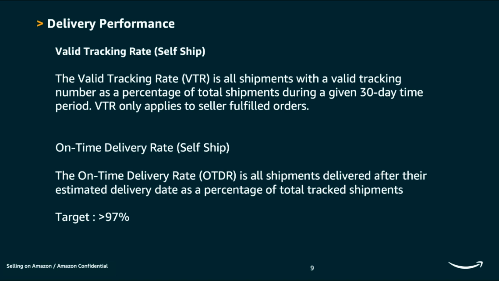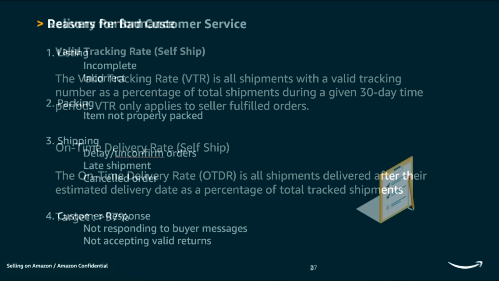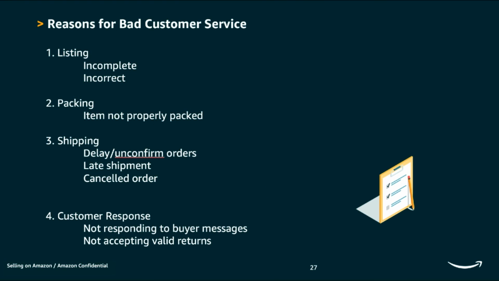So before we finish the webinar, let's check the root causes of bad customer service so you can avoid this. So number one, in listing, you're going to give bad customer service if your listings are incomplete because the buyers might think twice about buying your item because they're not sure what the item content is, what the material of the item is, and what the specification is if they can't see that on your item page. So make sure to provide complete information.